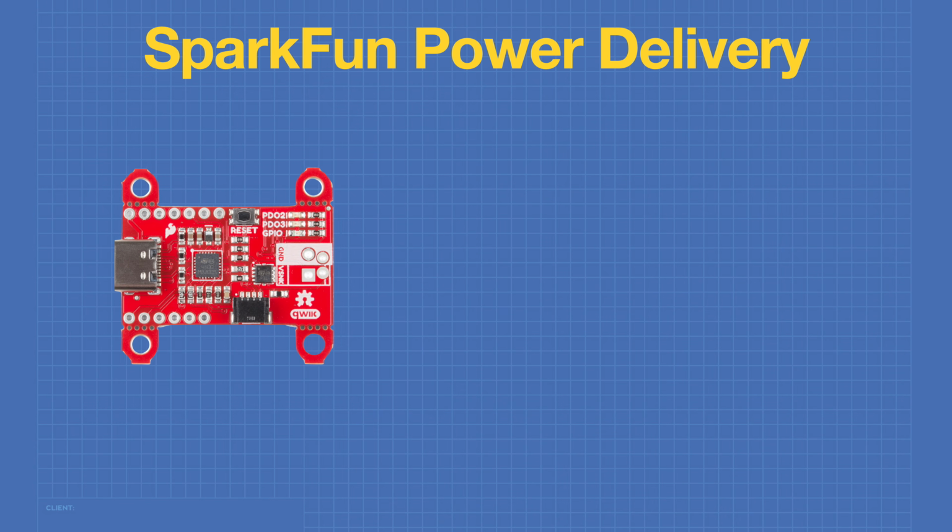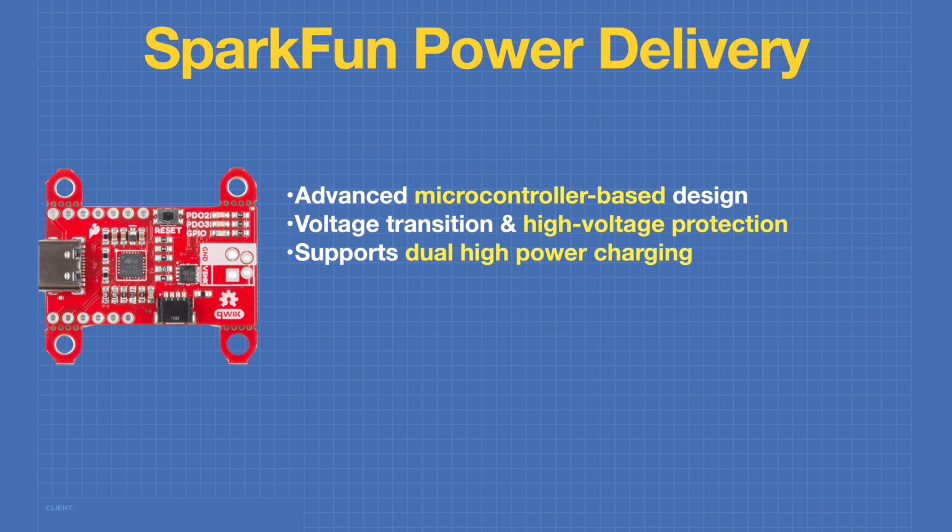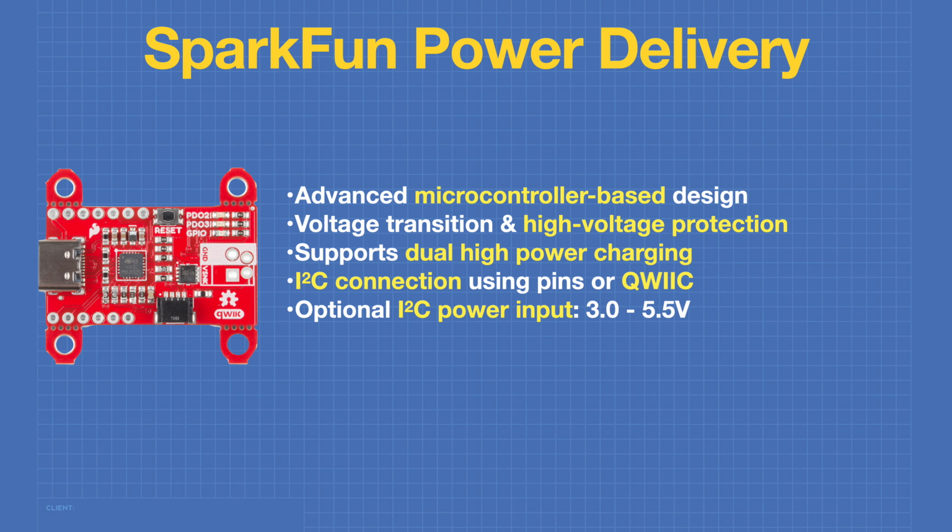The SparkFun Power Delivery Board is an advanced microcontroller-based USB-C trigger board. It has several features such as voltage transition and high voltage protection. This board will support dual high power charging, so it can act as both a source and a sink. The board is controlled with I2C, and you can either connect using the pins on the side or an onboard quick connector. There's also an optional I2C power input from 3 to 5.5 volts, so you can set the I2C voltage reference. The board's I2C address can be selected using jumpers on the back.